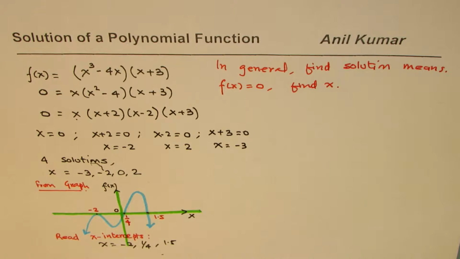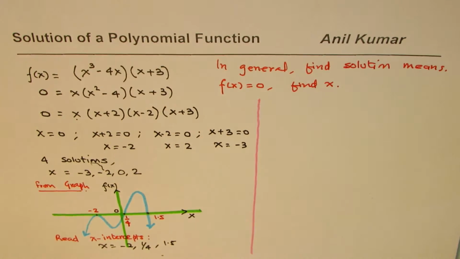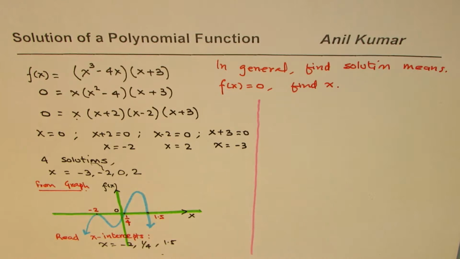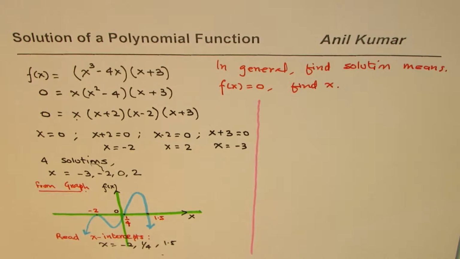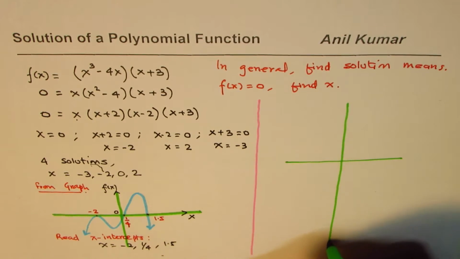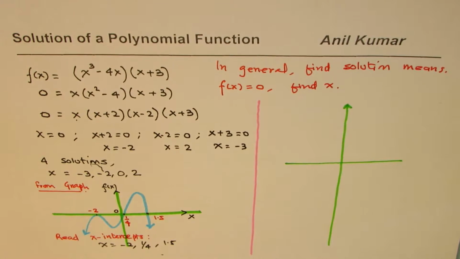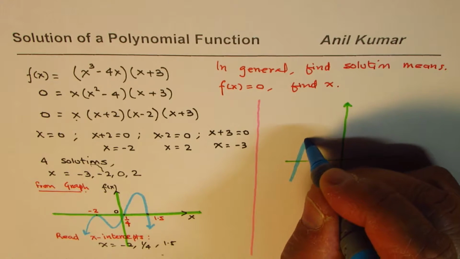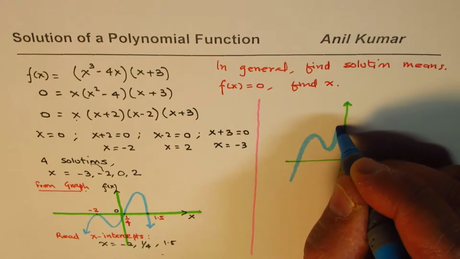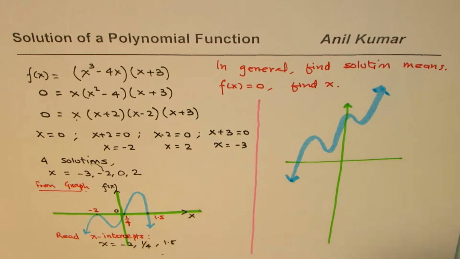Now, in this discussion, what we have assumed so far is that the solution is when the value of the function is 0. That is in general true. Now, at times, you may have functions where we are looking for some other value. For example, let me sketch another graph here now, and then I'll explain what I'm trying to say. Let us say that we have a graph, in this case, kind of like this. Okay, so that's the graph.